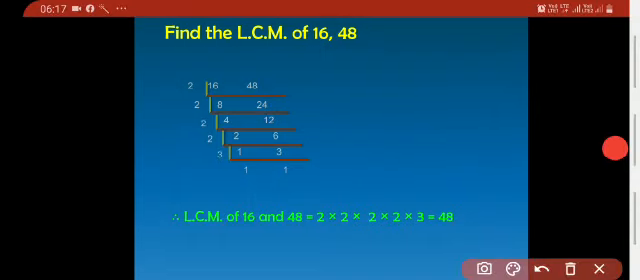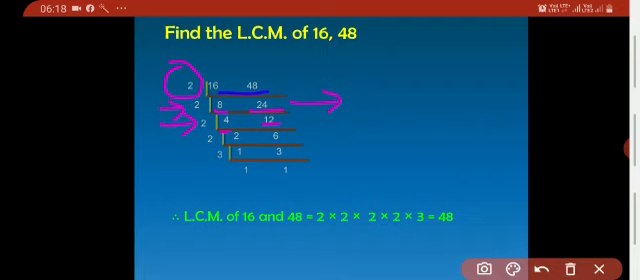LCM of 16 and 48. As you can see, these two numbers are here, and you have to take out the smallest prime number. You divide by the smallest prime number and write the quotient on the second tier. After finding the quotient, you again see the smallest prime number which can divide any of the numbers. Again we have 2. The quotient we will write under.